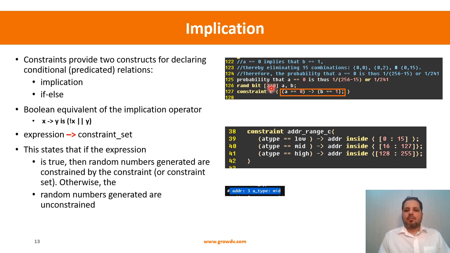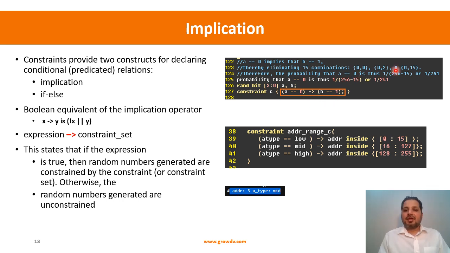So the probability of every combination that is taking place, which includes a equal to 0 and b equal to 1 as well, is 1 divided by 256. Now let me introduce this implication constraint, that is line 127. I'll say constraint block C, a equal to 0 implies b equal to 1. Now let's understand how this affects the overall probability. When I say this, what it means is when a is equal to 0, b cannot be equal to 2, b cannot even be equal to 0, right?